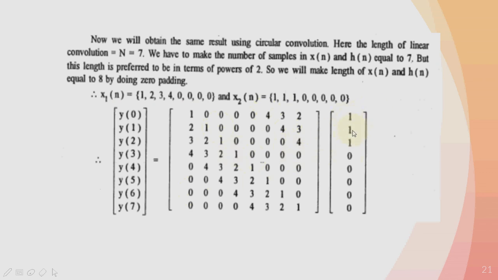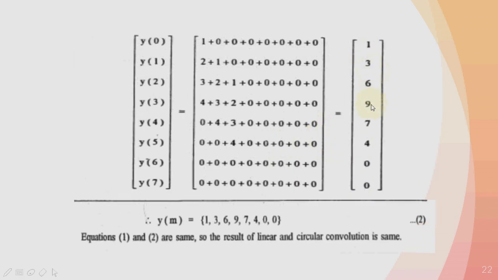And the second input sequence is 1, 2, 3. Perform the matrix operation, and you will get the output 1, 3, 6, 9, 7, 4, 0, 0, 0. This output is similar to the linear convolution output obtained by using the zero padding.